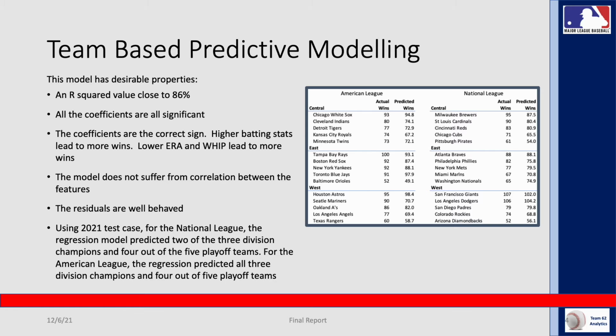Coefficients are the correct sign. This is important. So again, we think about batting average. The higher batting average you have, you would hope that the team wins more games. That's what the model says. If you have higher spread of slugging, you again hope the team wins more games. That's what the model says. And same thing again on our pitching statistics. Lower pitching statistics, either in WHIP or ERA, should result in more wins. And because we've got negative coefficients on those features, that's exactly what the model is doing.